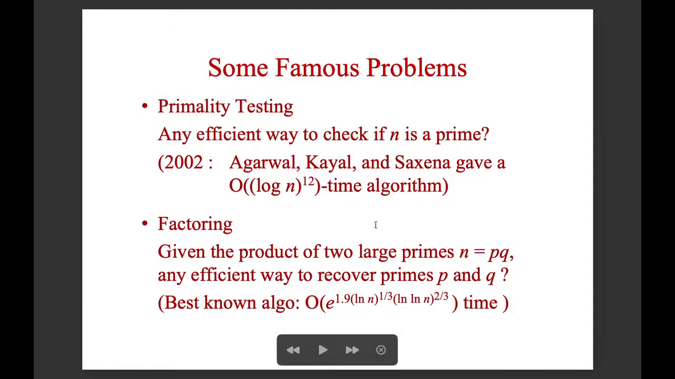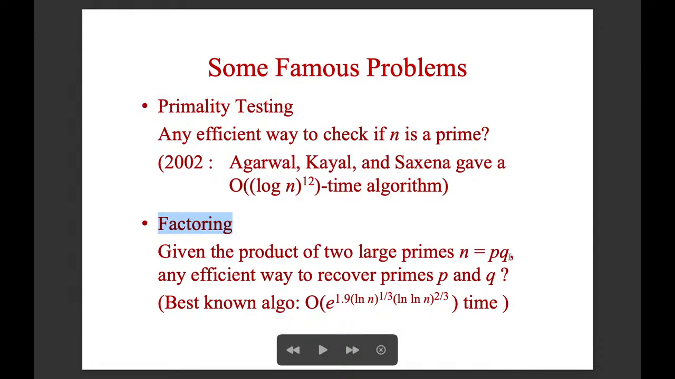Primality testing is sometimes confused with the other problem called factoring. Factoring is: I give you a number n, can you return a factor of n to me? A non-trivial factor, except 1 or n. In particular, the simplest case will be that I have a number n, and it turns out that n is a product of 2 primes.